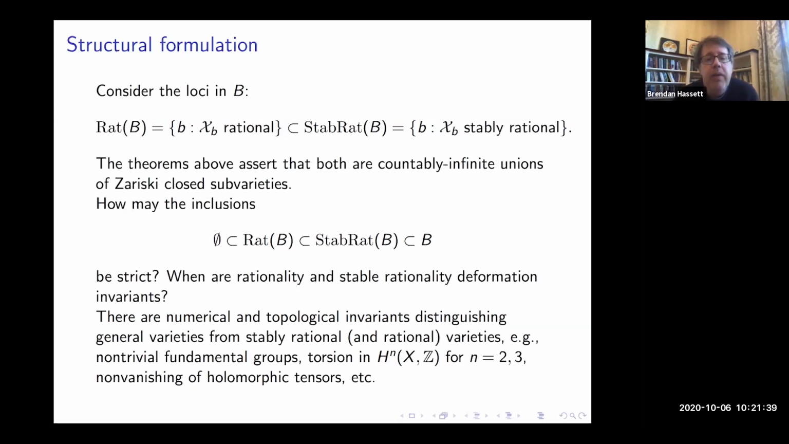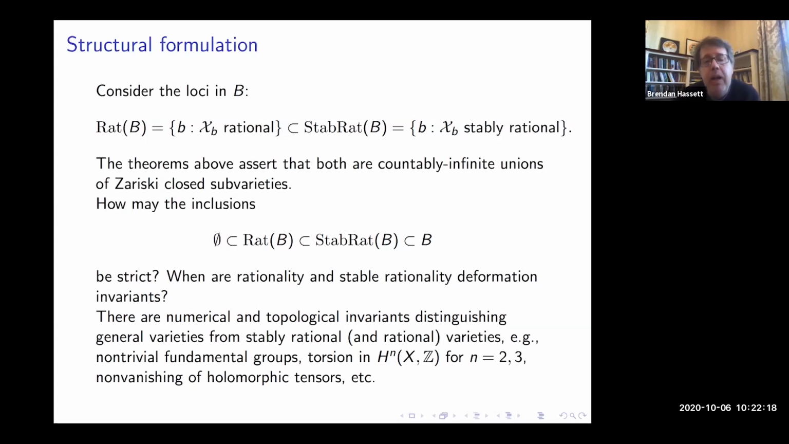And so one of the guiding questions I'd like to explore is, so we have these inclusions: the empty set, the locus of rational varieties, the locus of stably rational varieties, and all of B. Basically the way to think about this is, to what extent can these various inclusions be strict? Another formulation of part of this question is whether, or to what extent, rationality and stable rationality are deformation invariant. That is, if the rationality locus is non-empty, is it all of B? If the stably rational locus is non-empty, is it all of B?